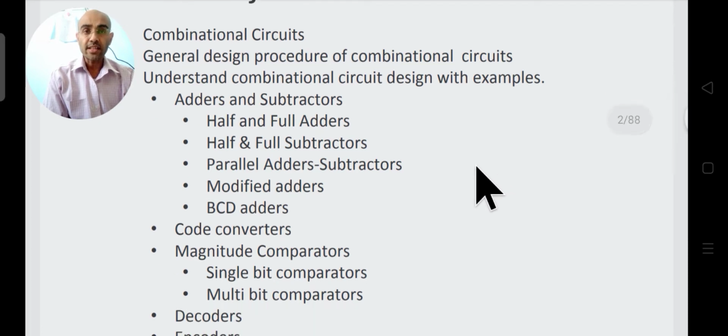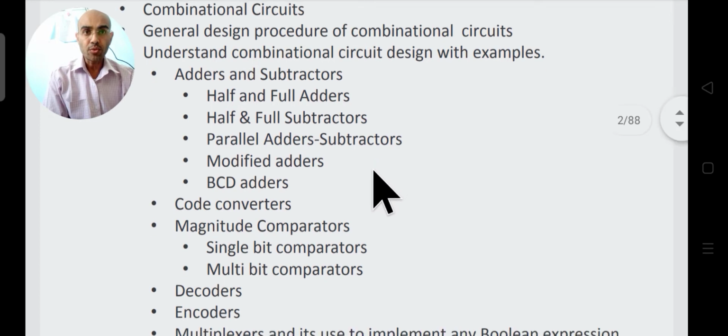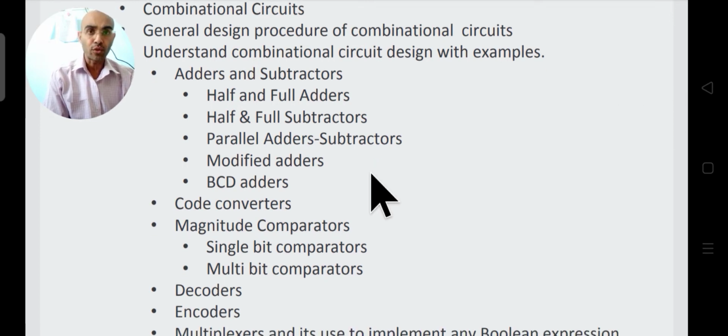The examples which we are going to discuss, we are going to design various circuits in this unit, and all these circuits will be combinational circuits only. The circuits which we are going to discuss in this unit are adders and subtractors, various types of adders and subtractors, half and full adders, subtractors, parallel adder subtractors, and then in the later part we will discuss the modified adders.